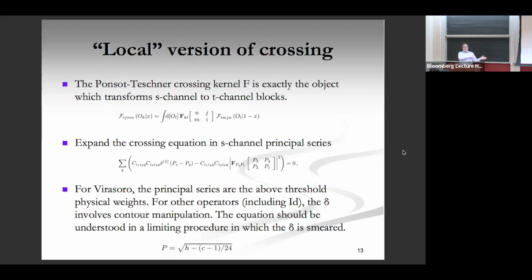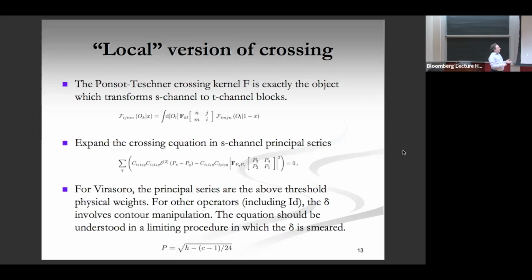Now, we wanted to do something a little different. We wanted to just impose crossing through some limit that looked like a delta function. What basis should we use? Well, if you took the crossing equations, you usually think it was a function of cross ratios.